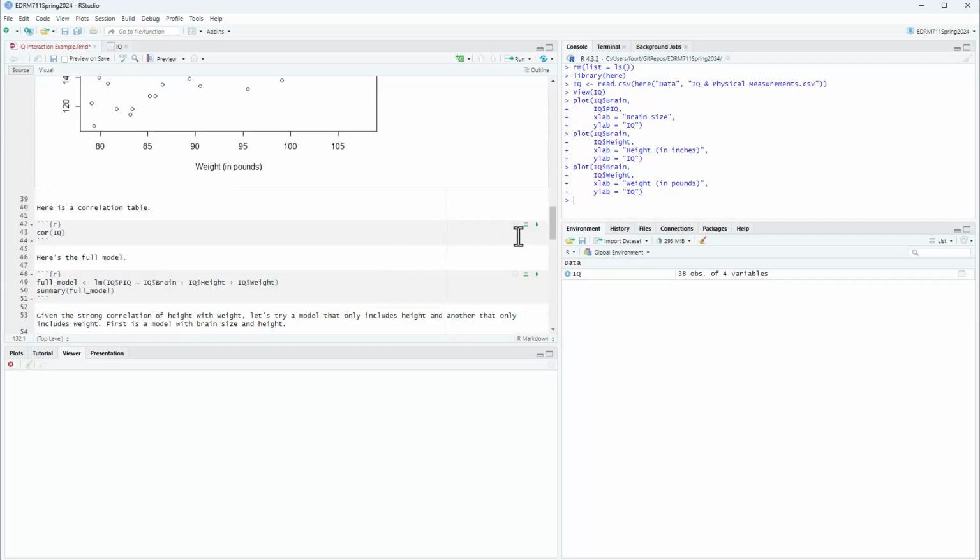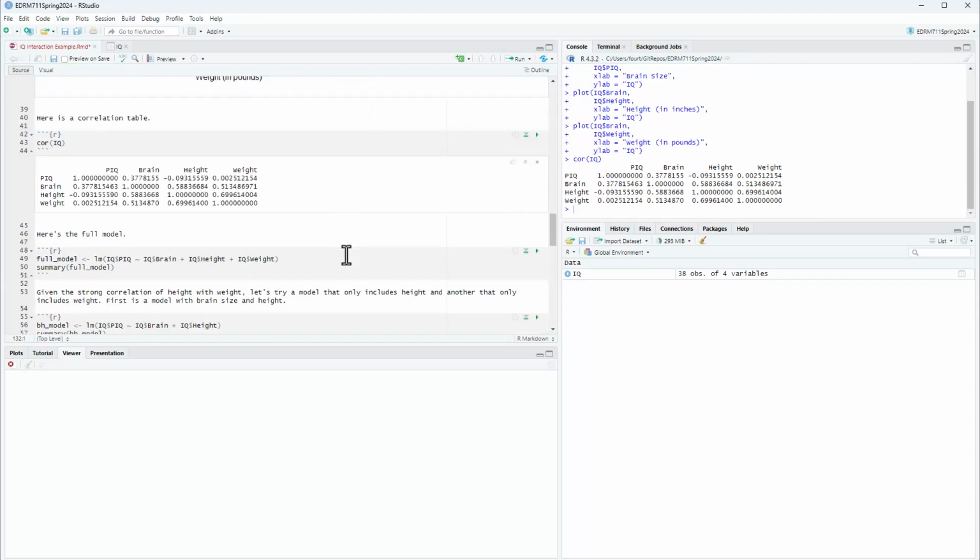All right, let's look at correlations among these. So the first row will give us the correlations of the explanatory variables with the response, and I see that brain size is the largest of these correlations at 0.38. Weight is just about 0. And height there is a correlation, but a fairly weak one of negative 0.09.